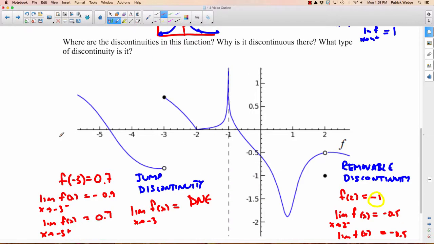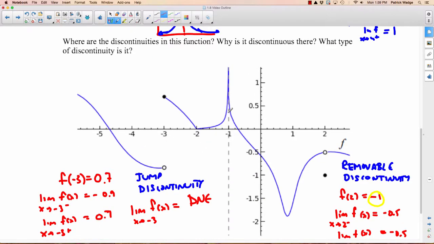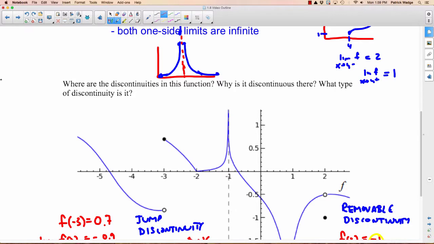Okay, the last one is where? Right here. We have an infinite discontinuity there. So let's write that in. Infinite discontinuity. Gosh, that's a pain to write. All right, so it's when x equals negative 1. So let's go through our steps again. And we need to see whether f of negative 1 exists. So does f of negative 1 exist? No, it doesn't. So we already know we're done. It does not exist there. F of negative 1, there's no point there.